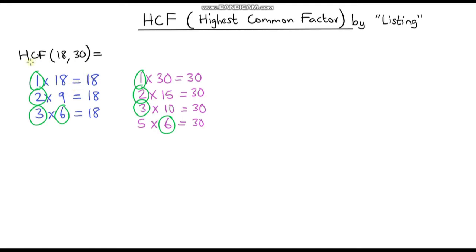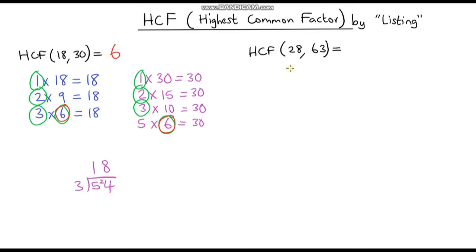So to answer the question, what is the highest common factor? Well, the highest one that appears in both lists is 6. So let's circle 6 in a different colour. So 6 is the highest common factor. It's a factor that appears in both lists and it is the highest one. So our highest common factor is 6.